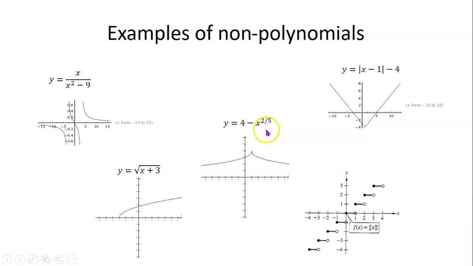4 minus x to the 2/5 power. You can't have a fractional power of the variable in a polynomial. The absolute value of x minus 1 minus 4. Once you take the absolute value of x minus 1, it's no longer a polynomial. And our old friend, the greatest integer function. It's a function, but it's not a polynomial function.